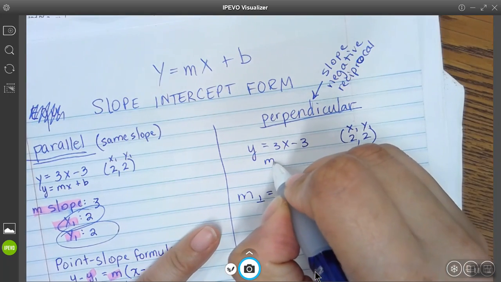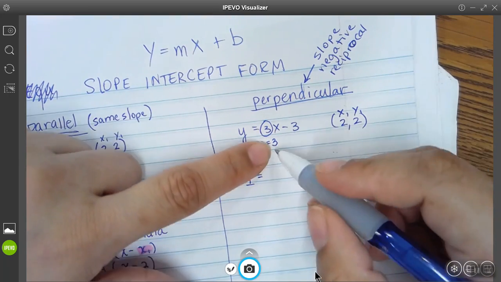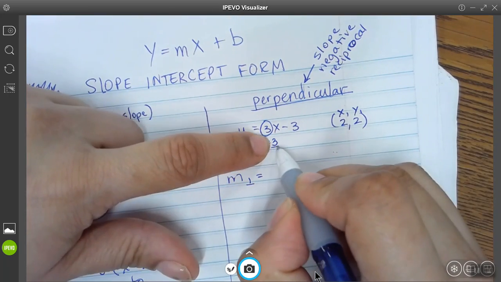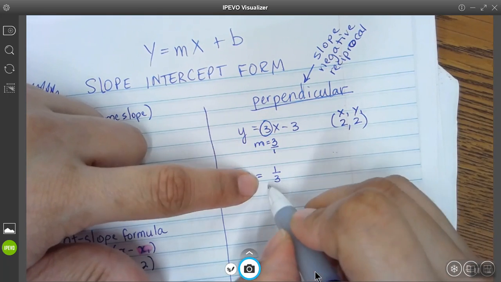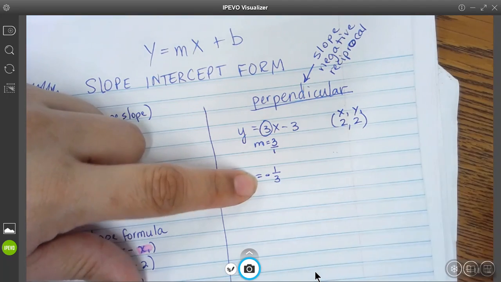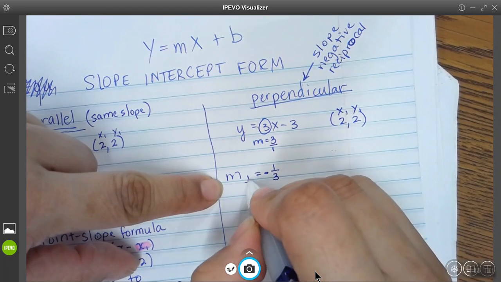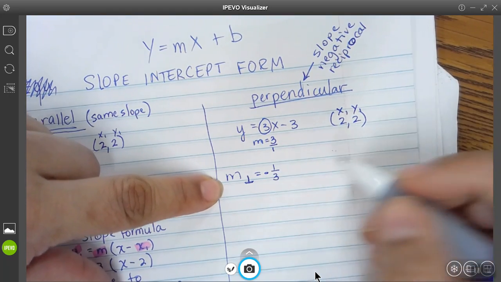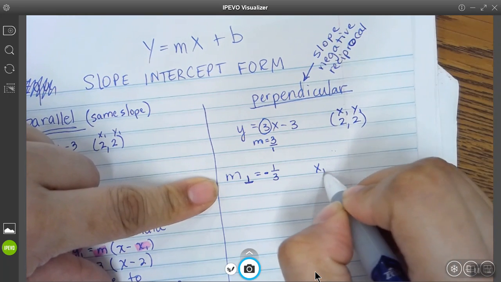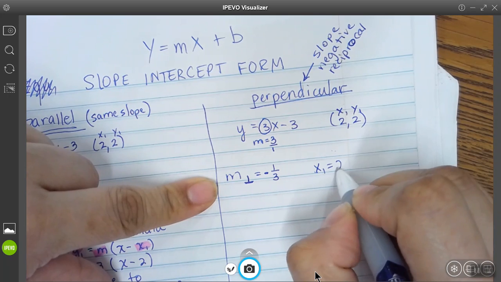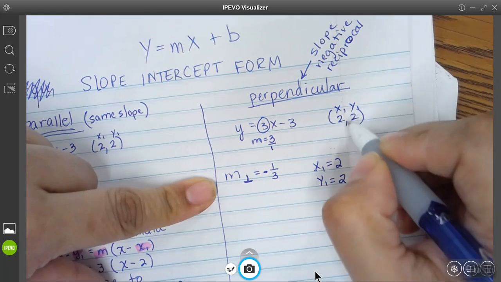So since the slope here is 3, this one right here, the negative reciprocal, so this is 3 over 1, is going to be 1 over 3, and since it's positive, it's going to become negative. So this is the slope of the perpendicular line. And it's still going to go through 2, and it's still going to go through the y1, which is 2. Oh, I forgot the 1 here.